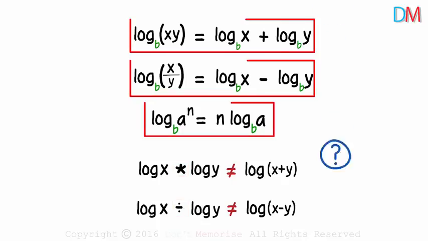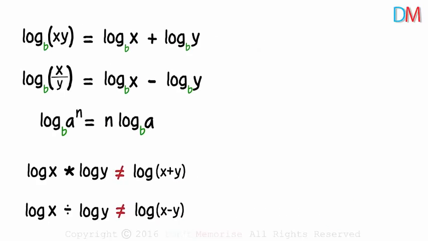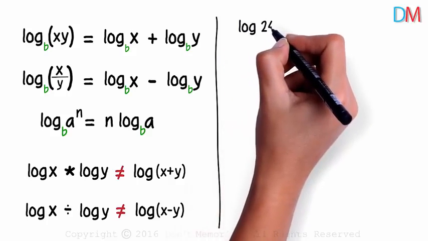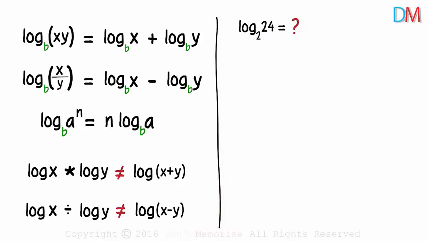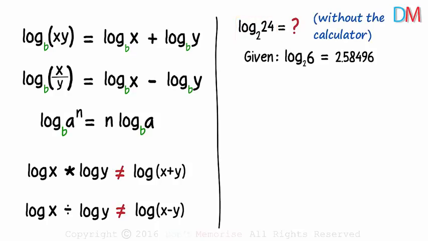Now, where do these rules help us? Let's look at an example. We have been asked to find the log of 24 to the base 2. Now, most calculators provide the answers for log to the base 10 and the natural log. So, assume that we need to find this value without the calculator. But we are given some additional information along with it. The log of 6 to the base 2 is equal to 2.58496. How do we approach this problem?